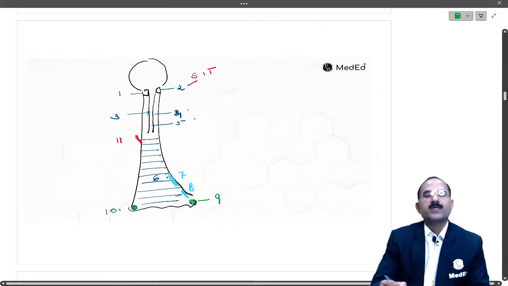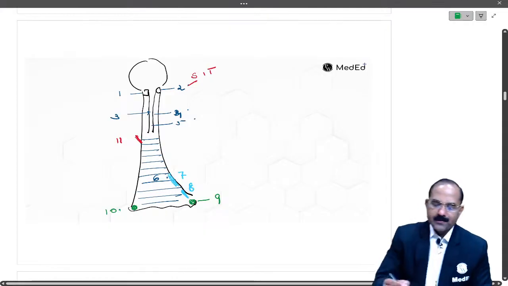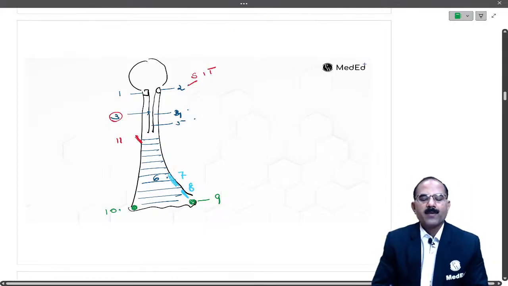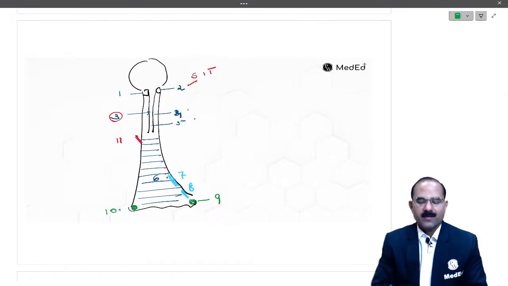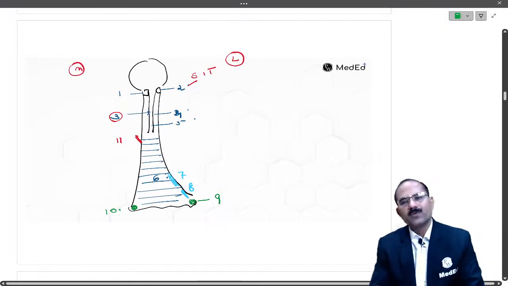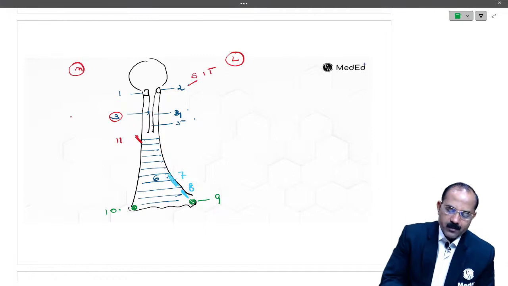What is attached to 2? Greater tubercle is 2: supraspinatus, infraspinatus, teres minor. What is attached to number 3? Yes, who is number 3? Number 3 is not pectoralis major. This is medial, this is lateral. Don't get confused. Now tell me. Number 3 is the medial lip of bicipital groove. And what is attached to the medial lip of bicipital groove?